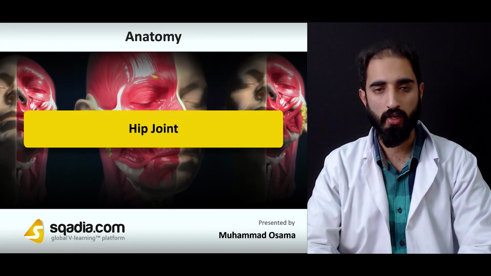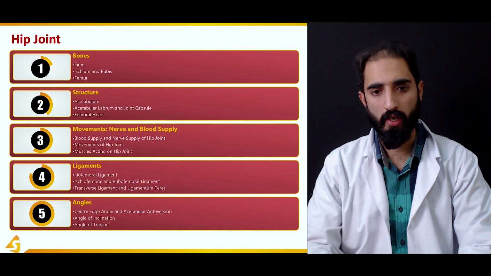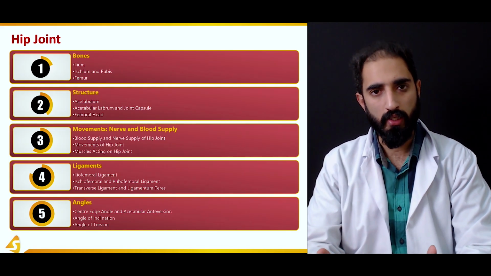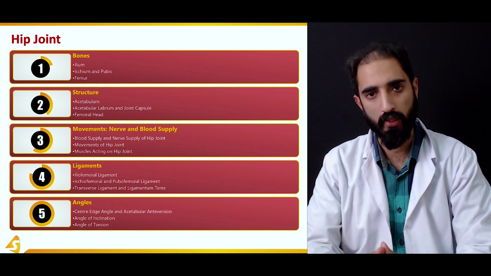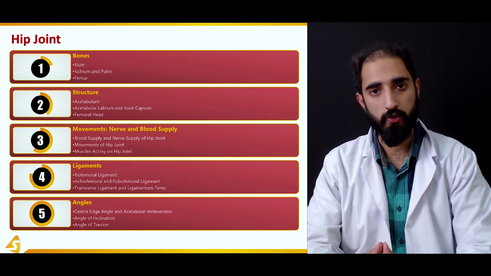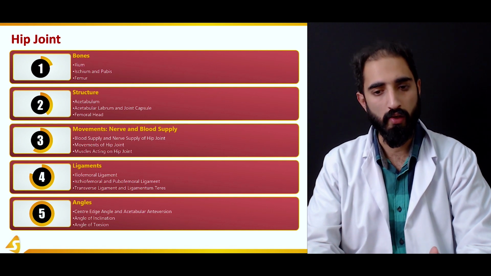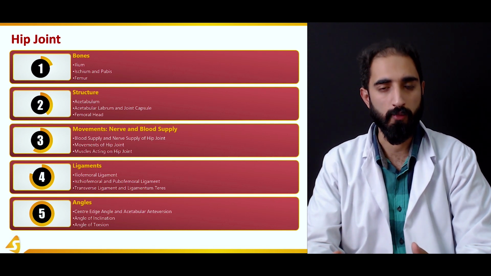My name is Mohammad Usama, and today we are talking about anatomy, in which we're going to talk about the hip joint. So in this series of lectures, we're going to talk about the bones of the hip joint, the bones that are involved in the composition of the hip joint. We're also going to talk about the structure of the hip joint. We're also going to take a look at the movements, nerve and blood supply of the hip joint, as well as the ligaments of the hip joint and the angles of the hip joint.